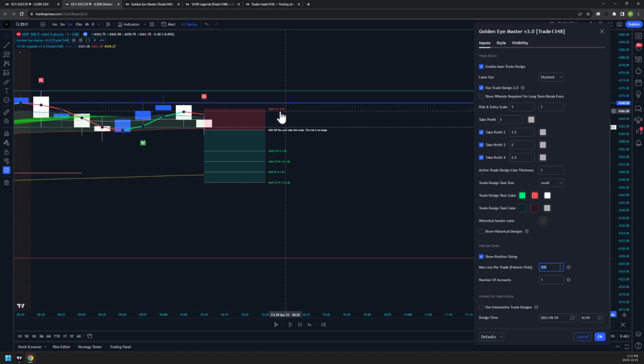So now you can also see a dollar figure, right? Because I'm going to lose 275 if it goes against me and my max loss is 200, it's saying stay away. Let's say your max loss was 300, and now you'll see that it's saying, okay, you can go in with one contract, and this is how much you stand to make at each of these take profits.